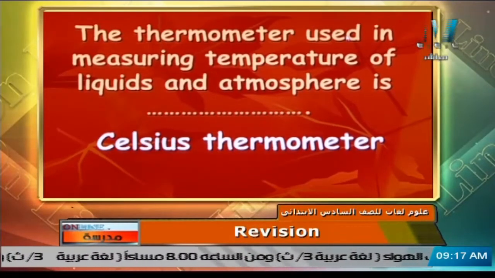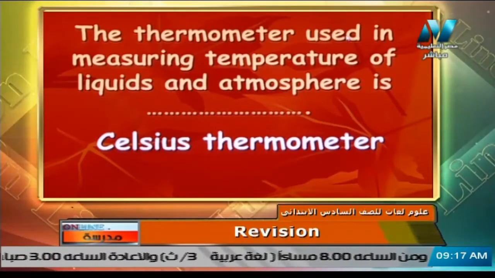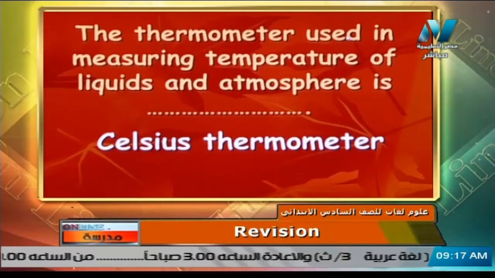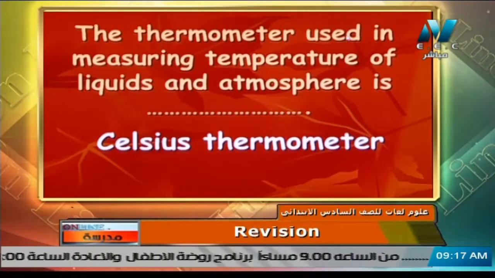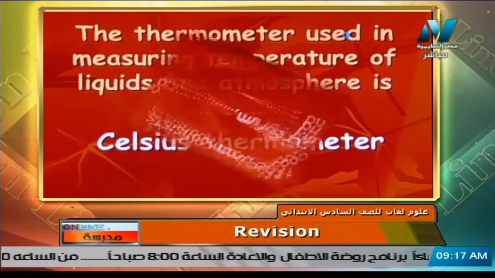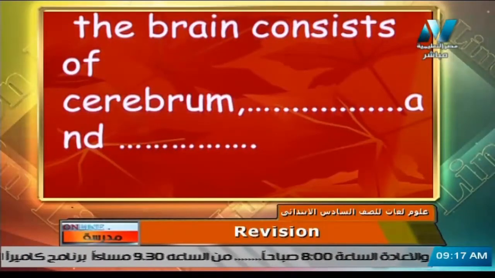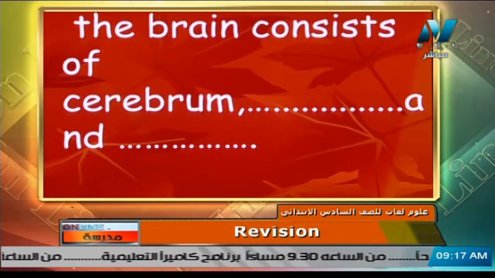Celsius thermometer is a thermometer which is used in measuring the temperature of liquids and atmosphere. Another question that says, the brain consists of cerebrum, point and point.